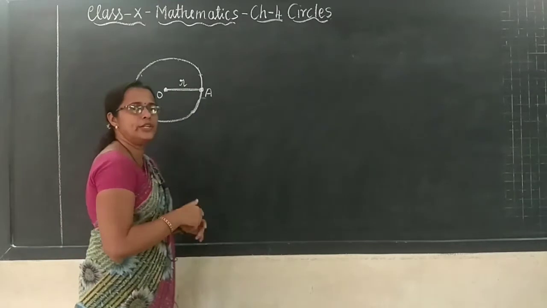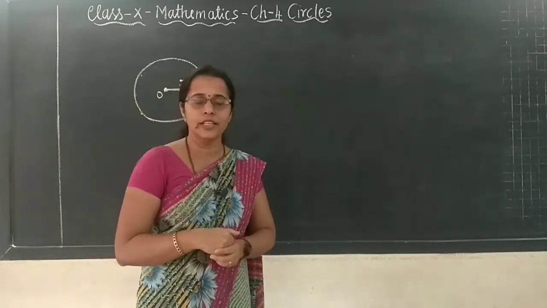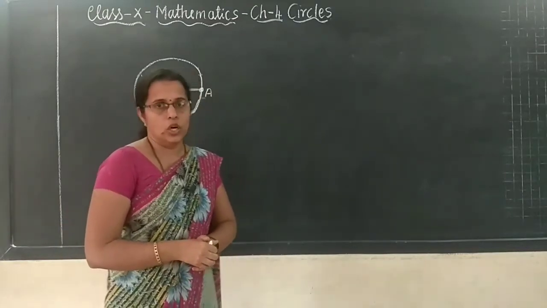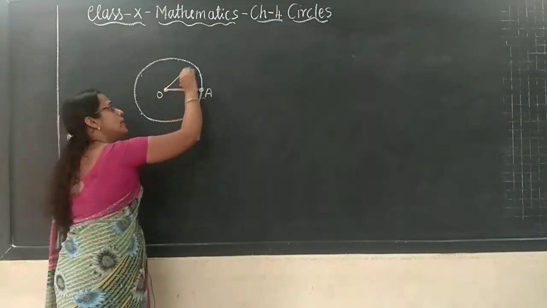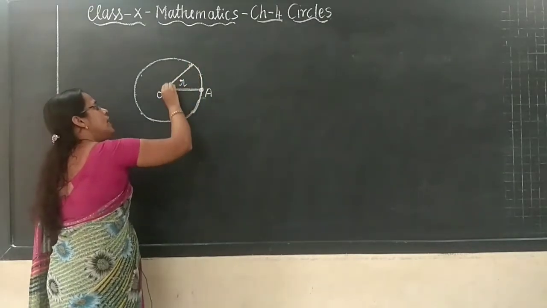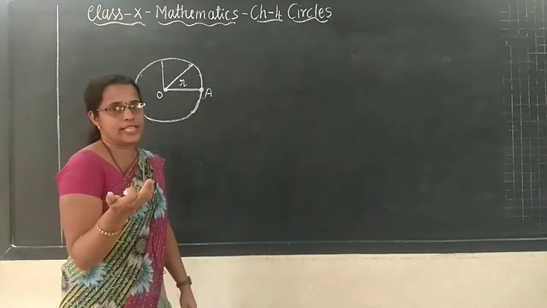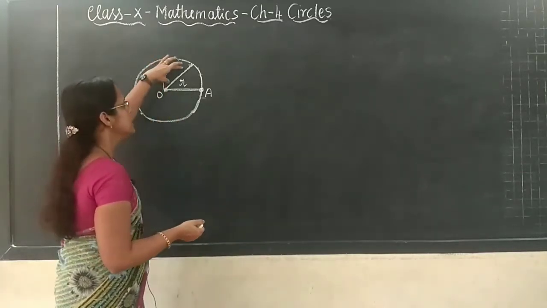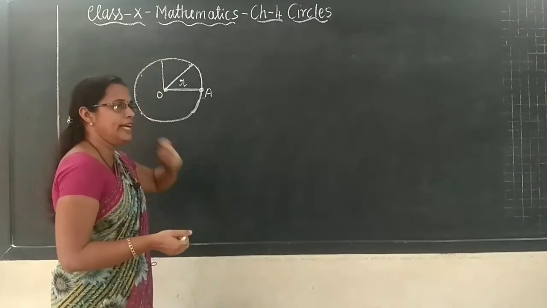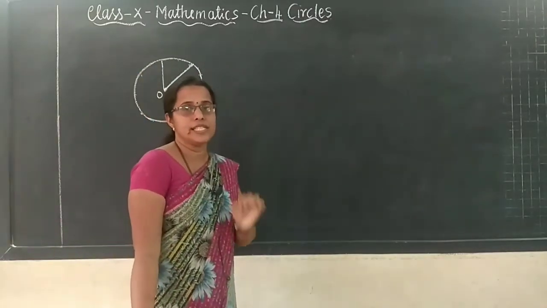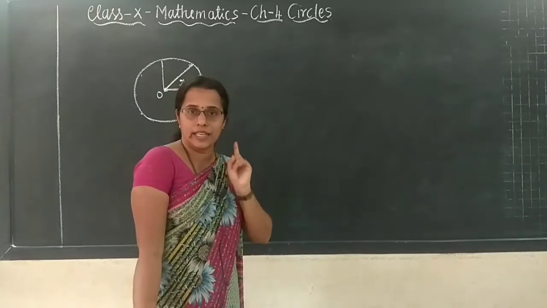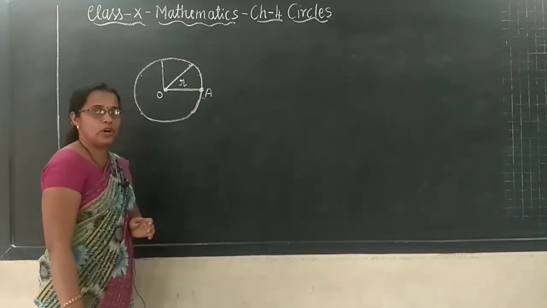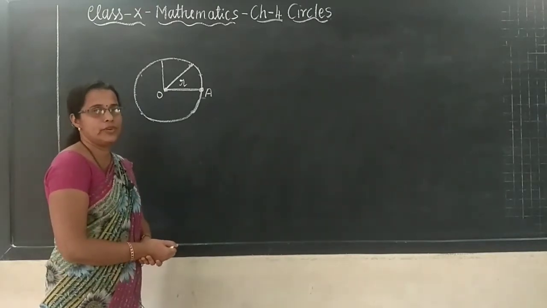How many radii can we draw in a circle? Only one, children? No. An infinite number of radii can be drawn. All the radii are equidistant and equal in length. So if this is 3 centimeters, this is also 3. However many radii you draw, all have the same length. So radii are equal in a circle. How many radii can be drawn? An infinite number of radii we can draw.